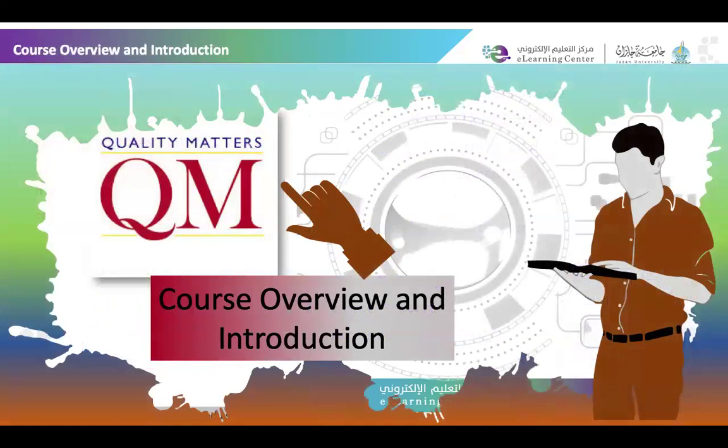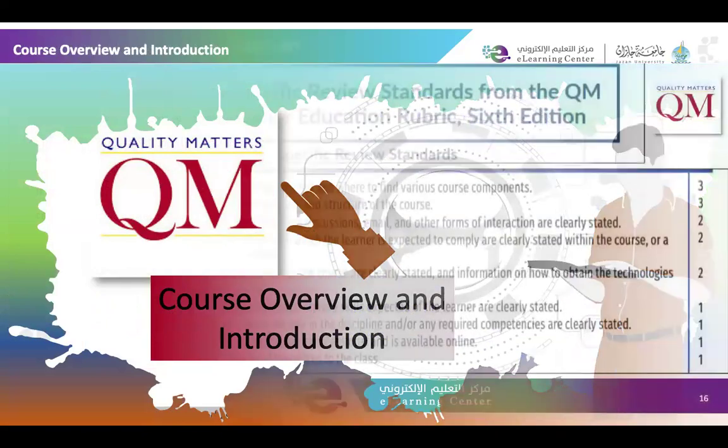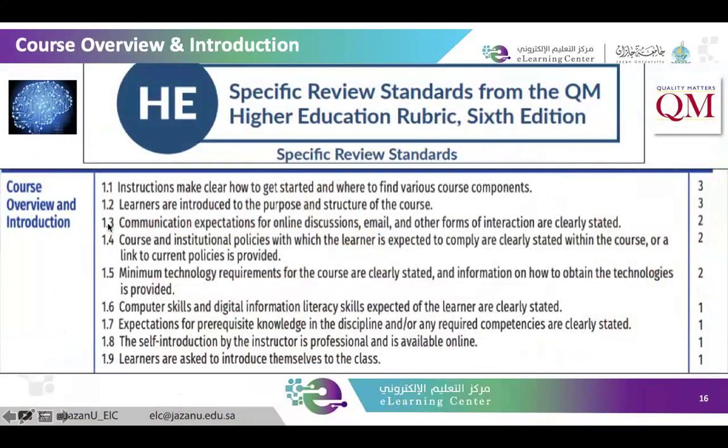Okay, let's start from the very first Quality Matters standard, that is the course overview and introduction. And here we have 9 sub-options in it. These are the sub rubrics, you could say the specific rubrics. And here are the different points, you can see 3, 2, and 1.